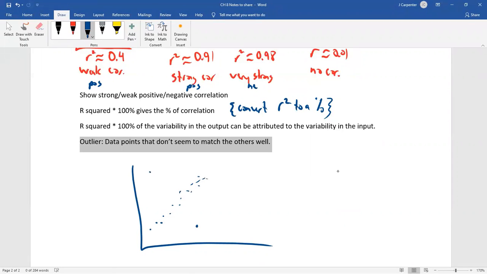Maybe these points right here fit the mold really, really well, no matter what we're talking about. But this point right here and this point right here, they just seem to be out in left field and la la land doing their own thing. Those would be outliers. They don't fit the mold.